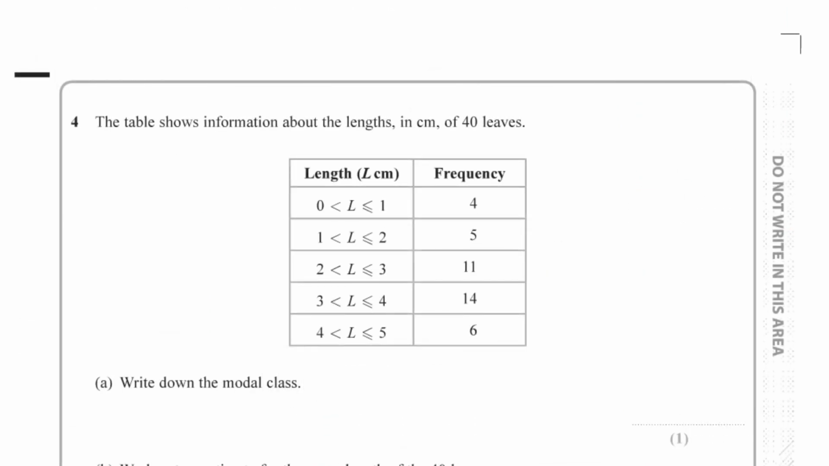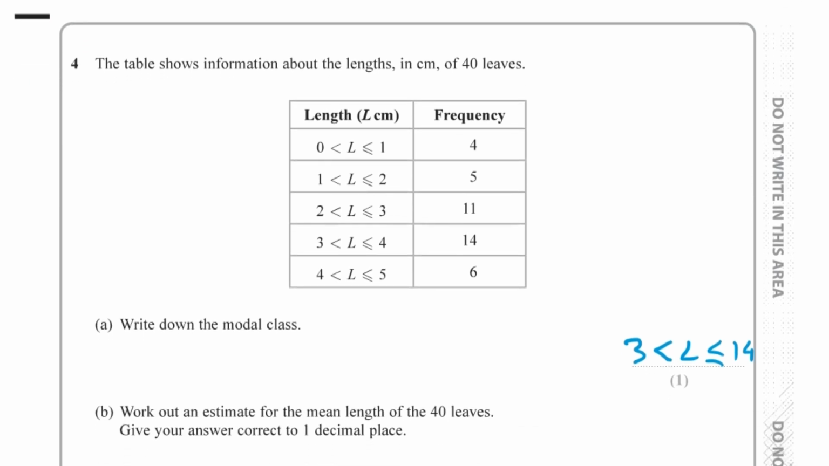In question 4, we're given the length of 40 leaves in centimeters, and so some leaves are between 0 and 1 cm, 5 leaves are between 1 and 2, 11 leaves are between 2 and 3, and the first question is, write down the modal class. Now mode is the number repeated the most, and we see that with a frequency of 14, the class 3 to 4 centimeters is repeated the most. So this will be the modal class. So 3 smaller than L, smaller than or equal to 4.